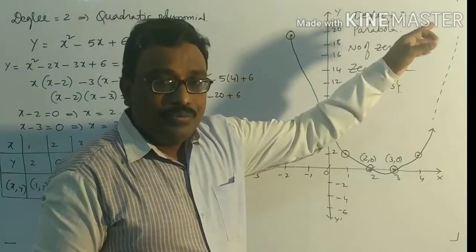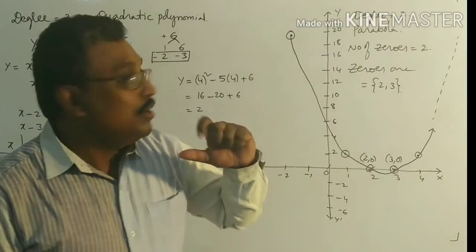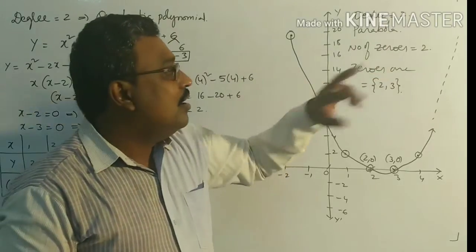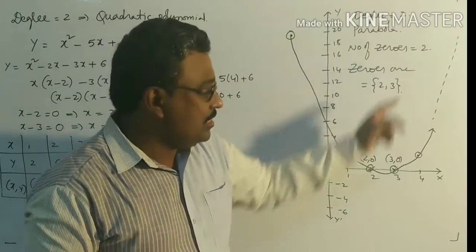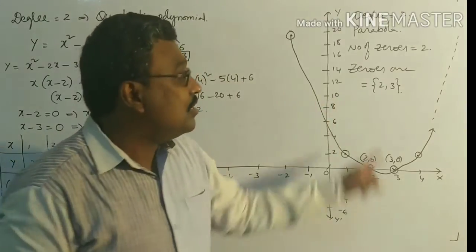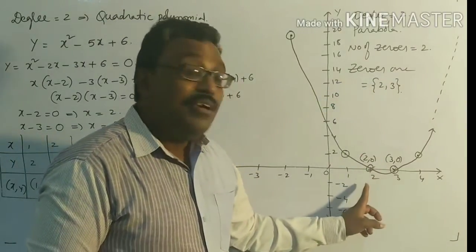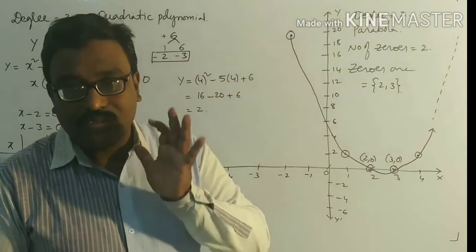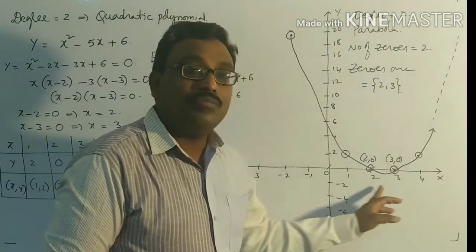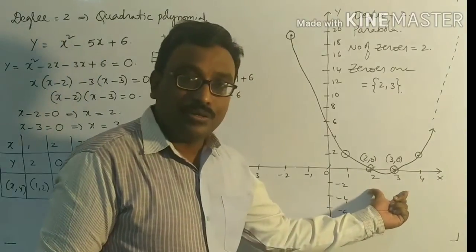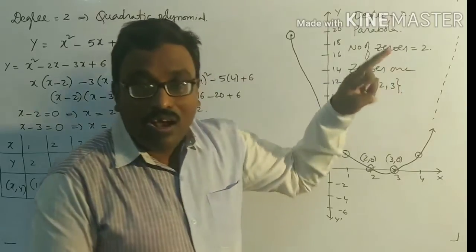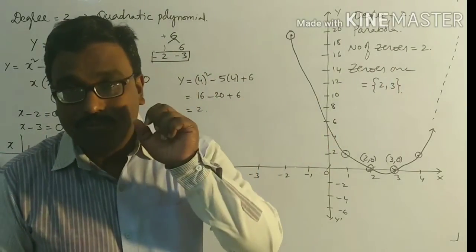Degree is 2. Then what is this? Quadratic polynomial. What is the graph of a quadratic polynomial? Parabola. At how many zeros will it exist? At most 2 zeros. And what are the zeros? Where the curve intersects the x-axis is called the zeros of the polynomial. It has 2 zeros. Here I use the words number of zeros are at most 2.